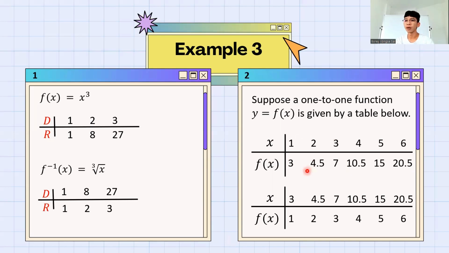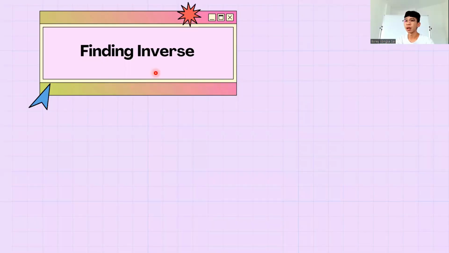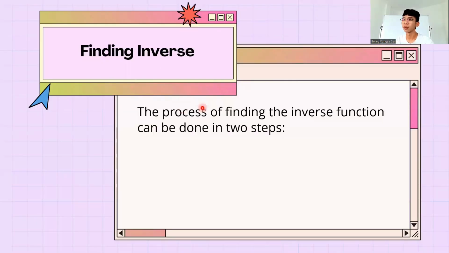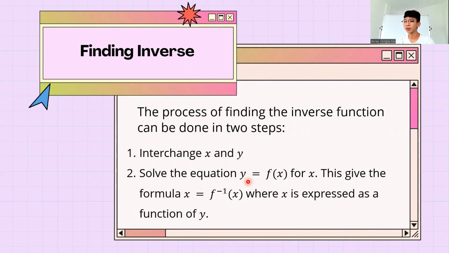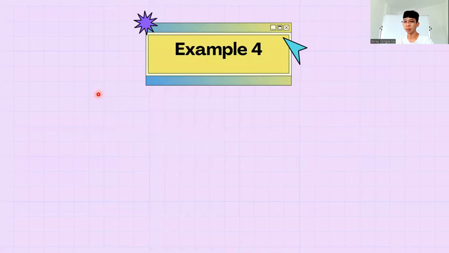Now let's move on to finding the inverse. The process of finding the inverse function can be done in 2 steps. First, interchange x and y. Second, solve the equation y equals f of x for x. This gives the formula x equals the inverse function of f of y, where x is expressed as a function of y. Let's take a look at an example.